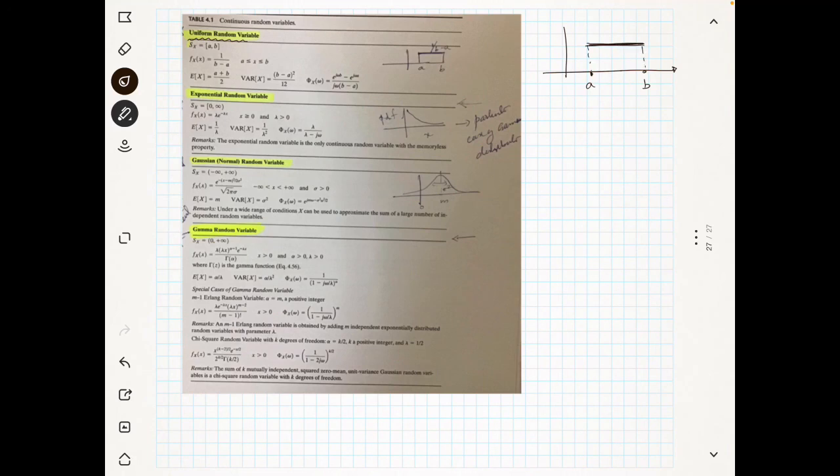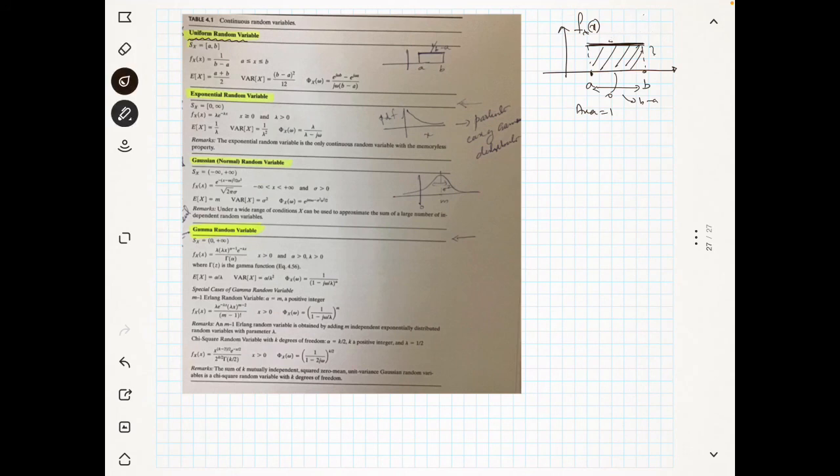Now how to find the amplitude? You know that the total area is equal to 1. So this is fx of x for the uniform distribution. Area equal to 1 means this width is nothing but b minus a. So this height will be 1 over b minus a.